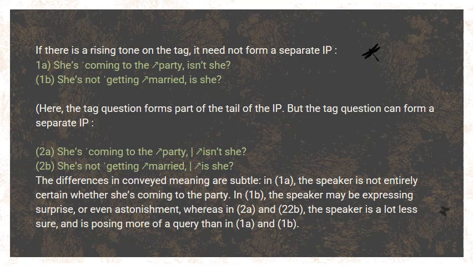The differences in conveyed meaning are subtle. In example 1a, the speaker is not entirely certain whether she's coming to the party. In example 1b, the speaker may be expressing surprise or even antagonism. Whereas, in example 2a and 2b, the speaker is a lot less sure and is posing more of a query than in example 1a and example 1b.